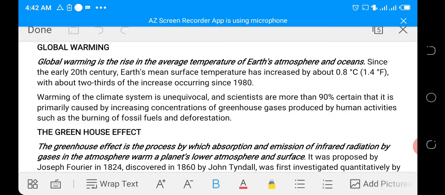Warming of the climate system is unequivocal, and scientists are more than 90% certain that it is primarily caused by increasing concentration of greenhouse gases produced by human activities such as the burning of fossil fuels and deforestation.